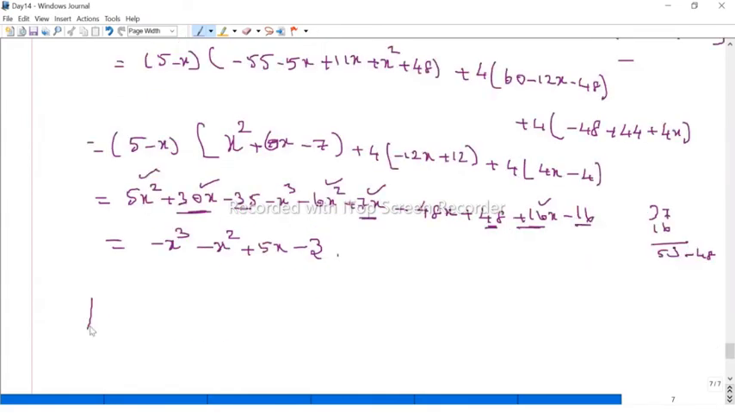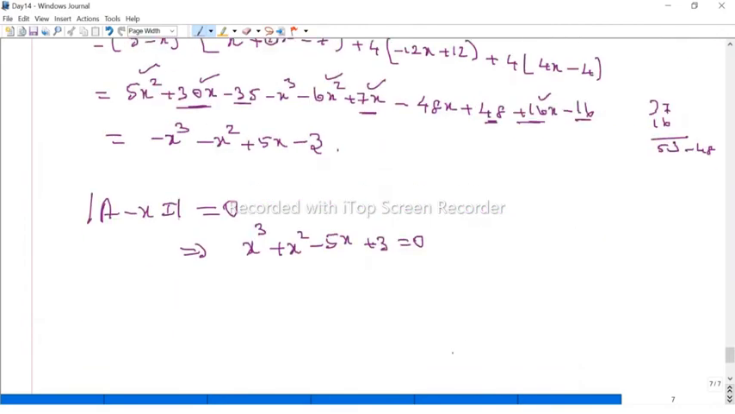So this is the characteristic polynomial. If you take the characteristic equation, this is nothing but determinant of A minus xI equal to 0. This is the characteristic equation. The roots of this, therefore x cube plus x square minus 5x plus 3 equal to 0. Now what are the roots? If we substitute x equal to 1, it is a root. Therefore, we guess one root, 1 is a root.